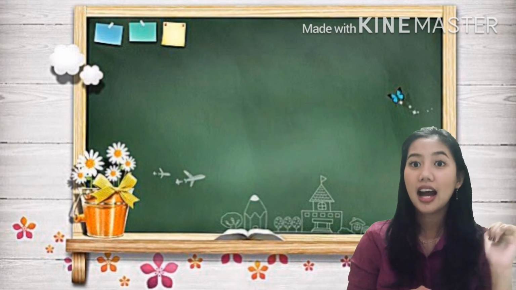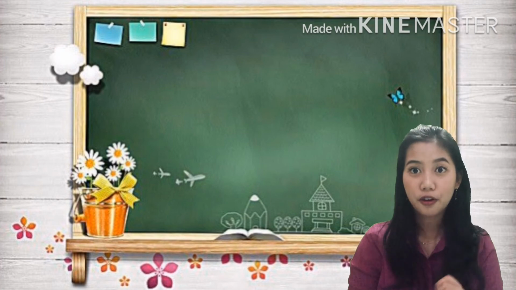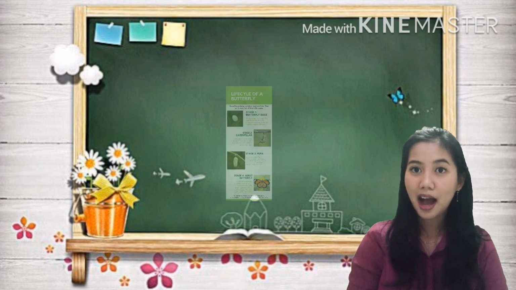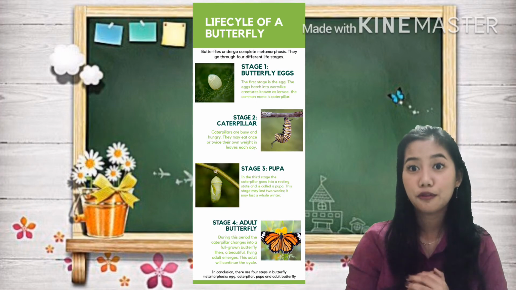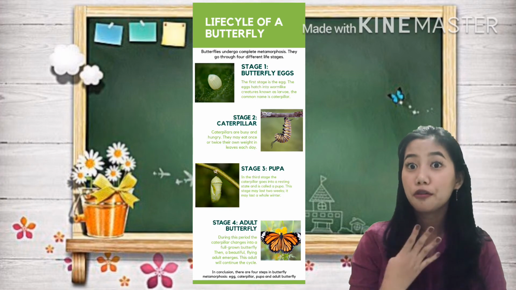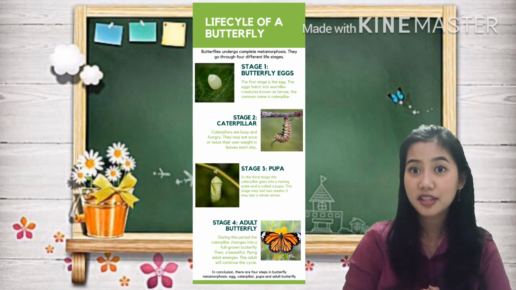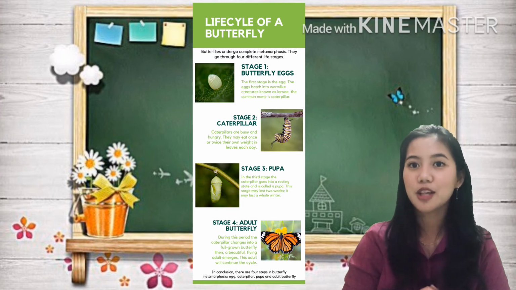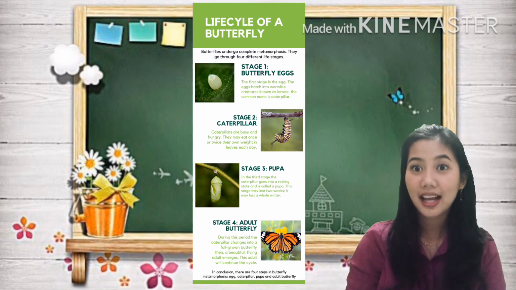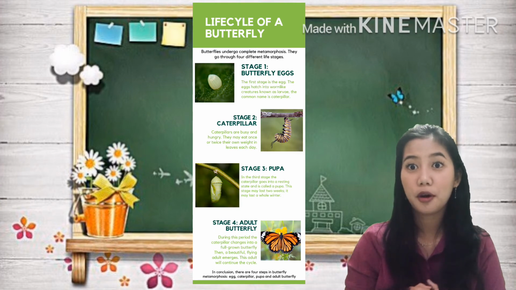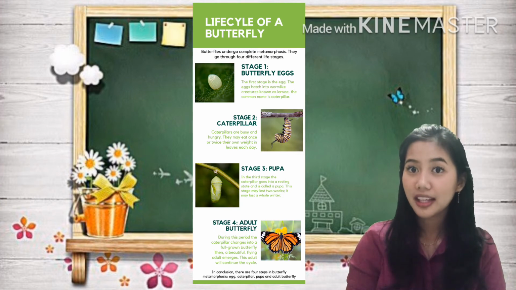I have an example of an infographic which is about the life cycles of butterflies. And this infographic involves 4 stages of the life cycle of butterflies, and each stage has one attractive picture. You can also make your infographic more interesting by putting some attractive pictures on it.